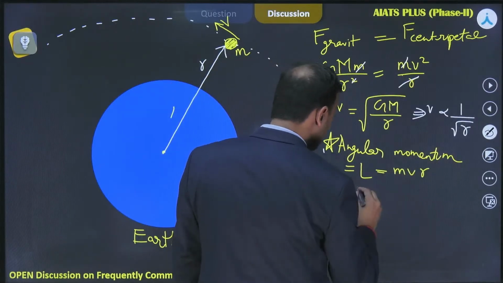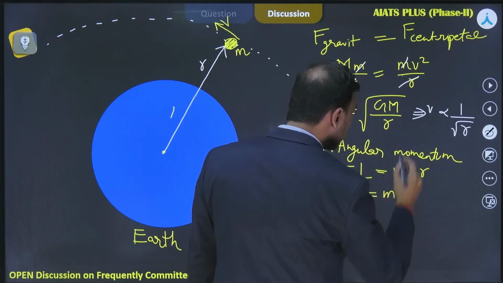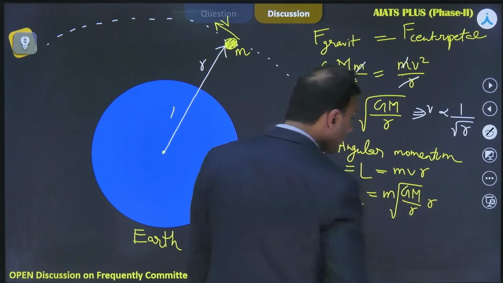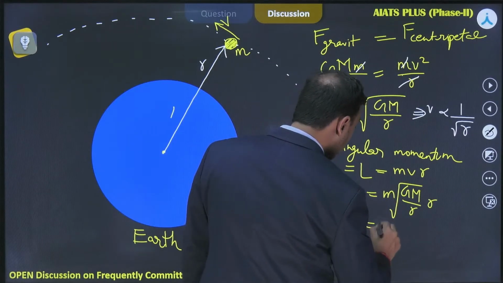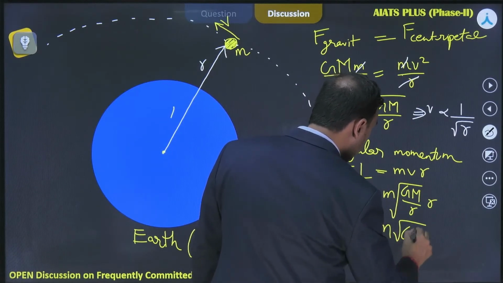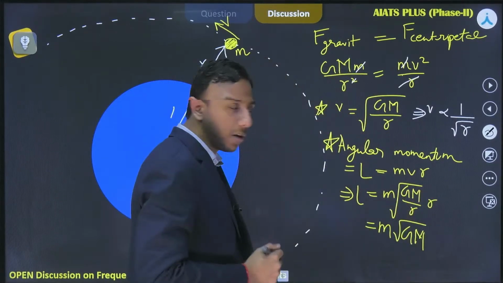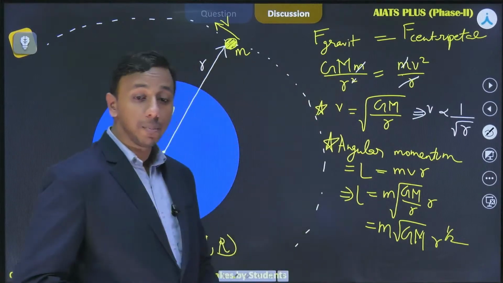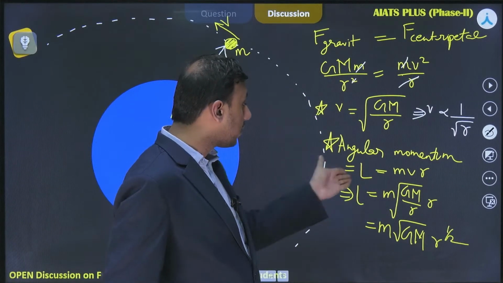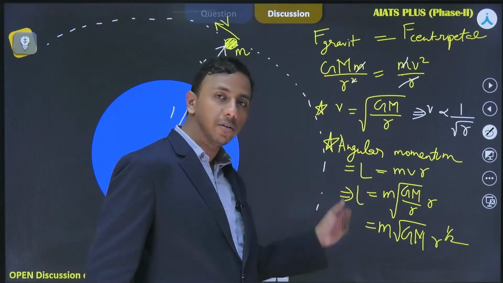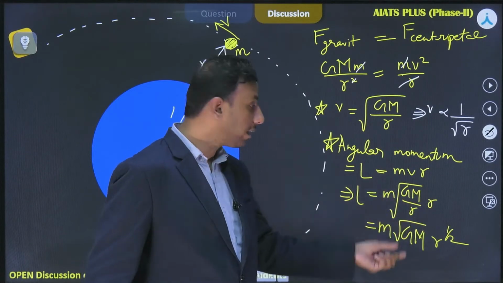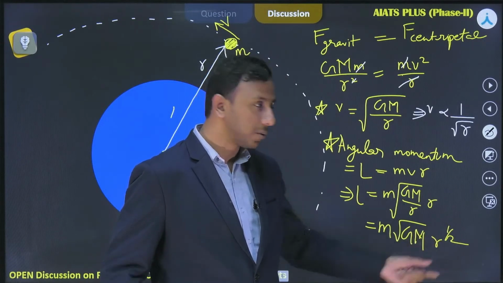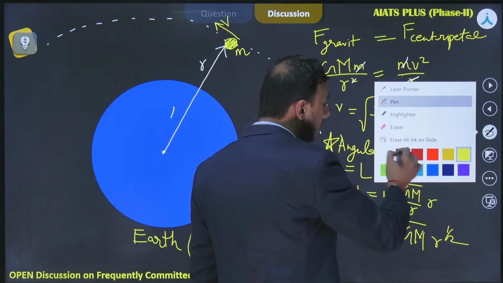See what it becomes. L is equal to m, then under root GM by small r, into r. So what does it become? m under root GM, r power how much? r power 1 by 2. So always remember, just because L is equal to mvr doesn't mean that angular momentum is proportional to r, because here in fact angular momentum is proportional to r power 1 by 2. This result you can use in the next question.